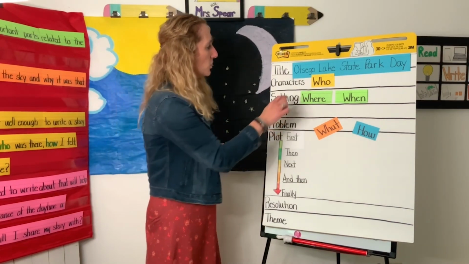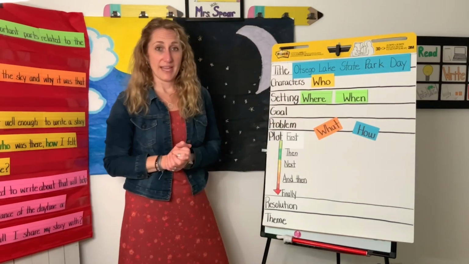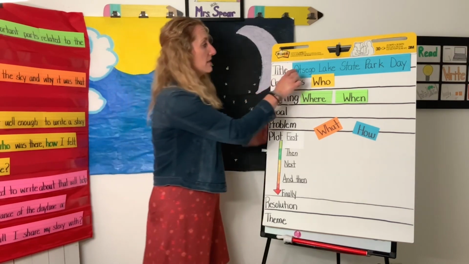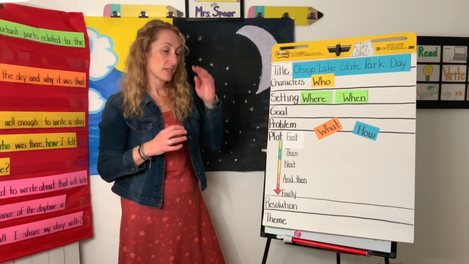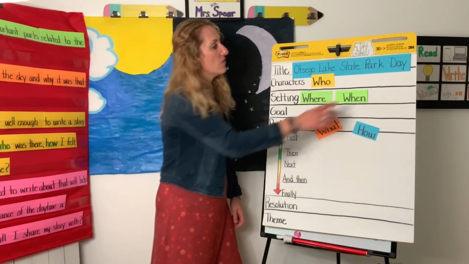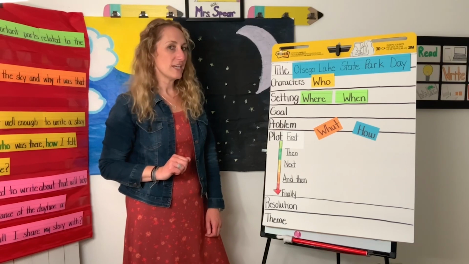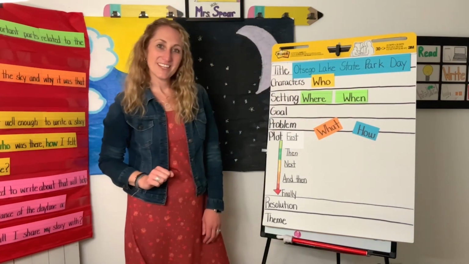Notice that every letter at the beginning of each word is capitalized. There's a capital letter for a couple reasons. These four words are the name of the place. They're proper nouns. But because it's a title, I also put the D capitalized. So read it with me. Otsego Lake State Park Day. Great reading.